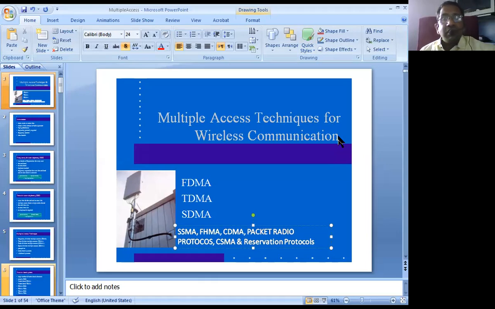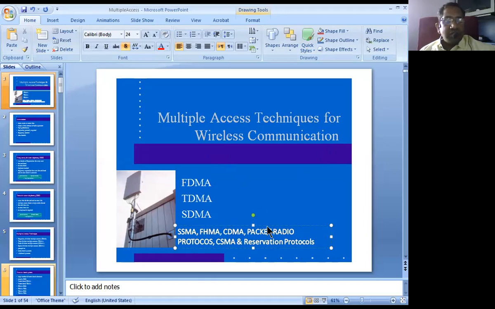Now, in today's session, we go with unit number 3. The topics of unit number 3 are going to be FDMA, TDMA, SDMA, SSMA. All these are short forms of the various multiplexing techniques.